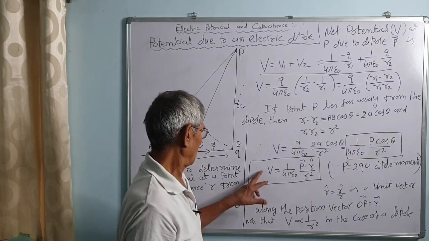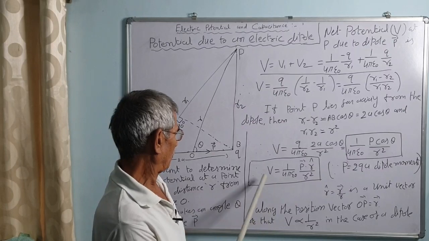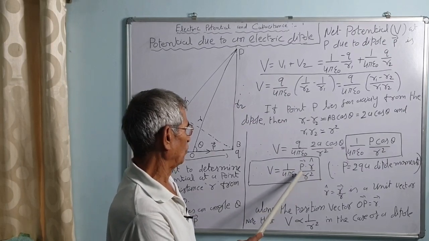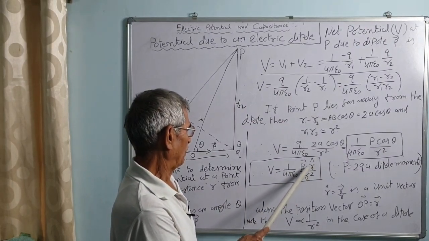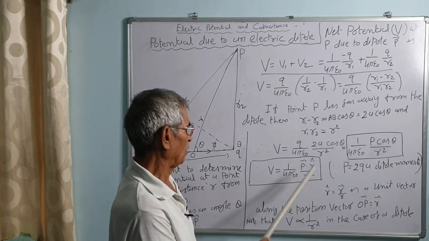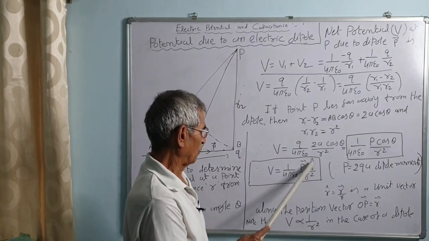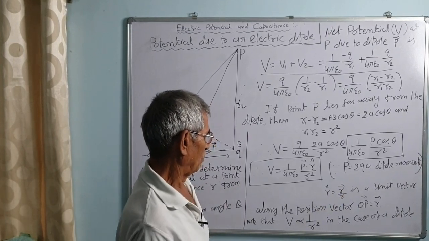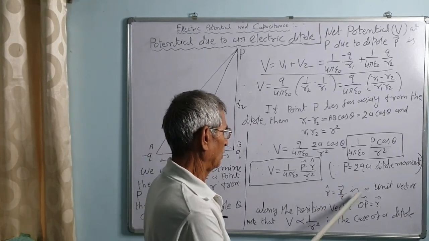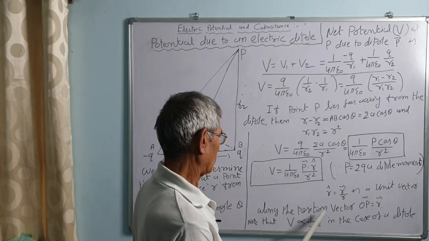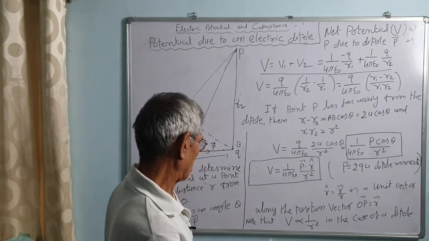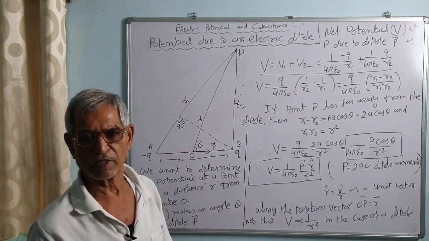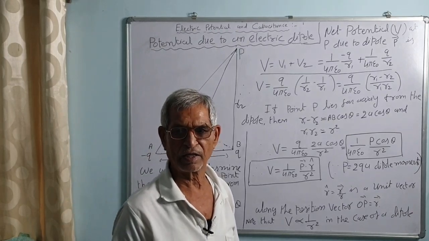...upon r square, that is equal to V. Therefore, V is equal to 1 upon 4 pi epsilon 0 P dot r unit vector upon r square. Here r unit vector is equal to the vector upon the magnitude of the vector, along the position vector OP, which is equal to r. Note that the potential due to a dipole varies as 1 upon r square, unlike in the case of the potential due to a point charge.